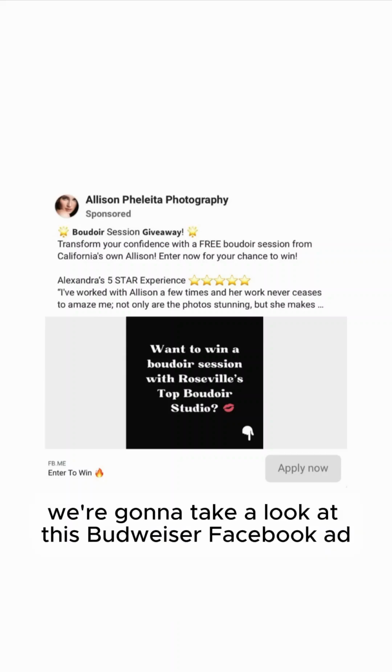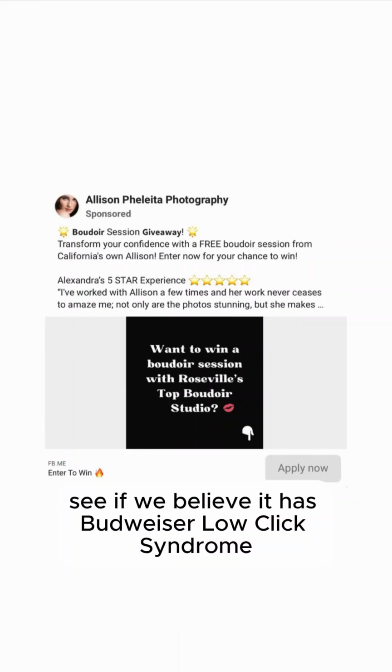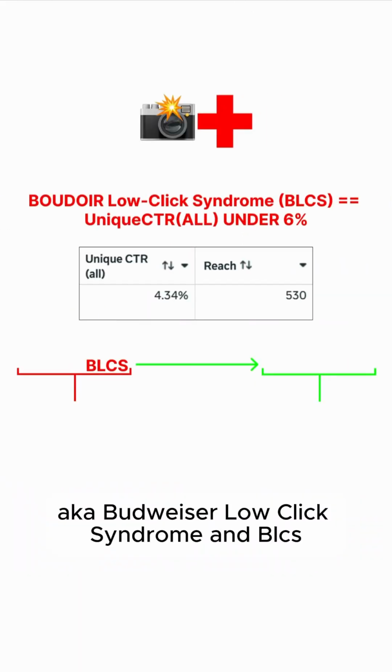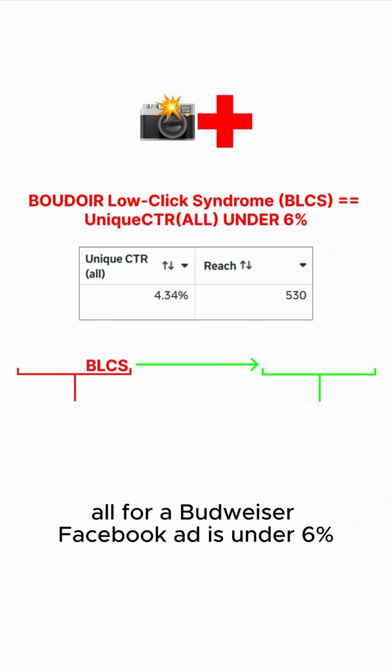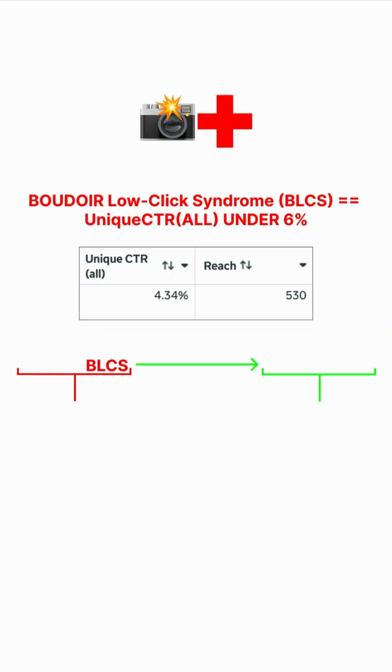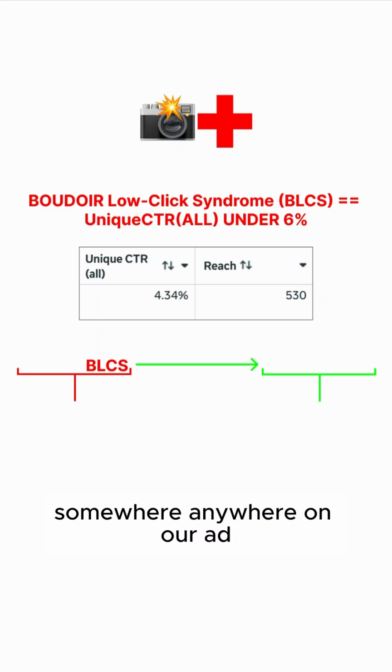All right, y'all, we're going to take a look at this Boudoir Facebook ad. We're going to diagnose it, see if we believe it has Boudoir low click syndrome. And BLCS, Boudoir low click syndrome, is when the unique CTR all for a Boudoir Facebook ad is under 6%. That means fewer than 6 out of 100 women are clicking somewhere, anywhere on our ad.